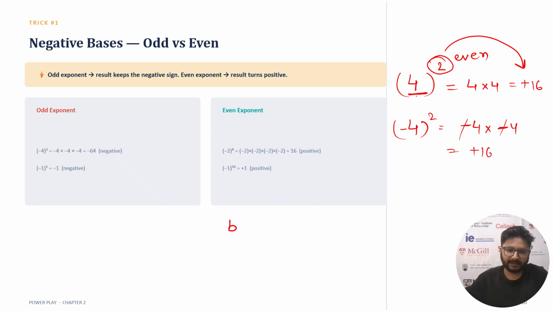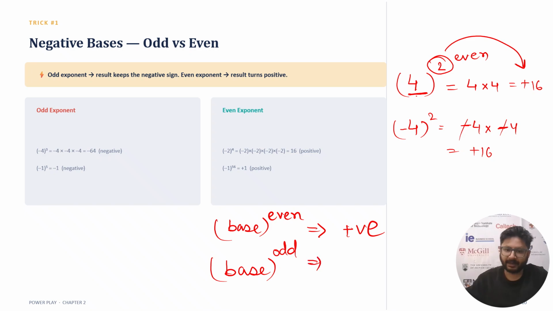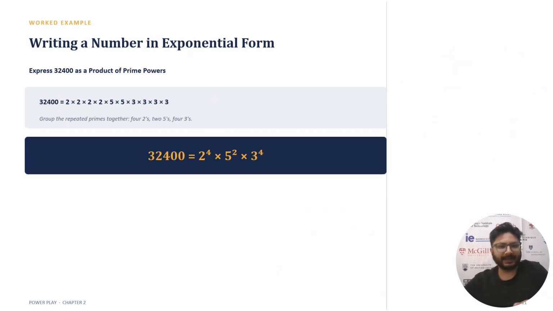Whenever there is a base raised to a power of even, it will result in a positive number. When the base is raised to a power of odd number, it can be a positive or a negative number depending on the sign of the base. If the base is positive raised to a power of odd, the final answer will be positive. When the base is negative raised to a power of odd number, the final answer will be negative as it is.